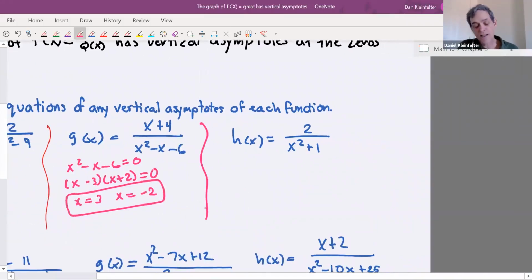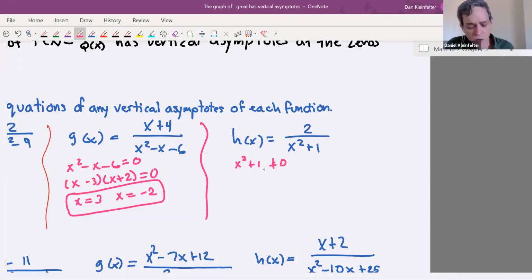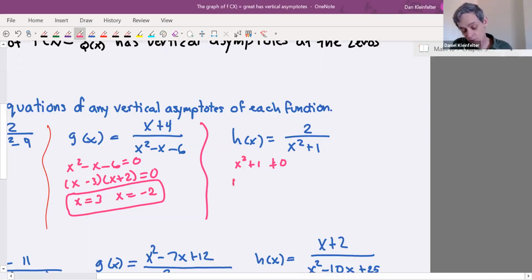Okay, for h of x here, that's 2 over x squared plus 1. Our denominator, x squared plus 1, you'll notice that that is never equal to 0, right? For finding domains, we want to know the set of x's such that the output is a real number. So for this, we won't have any complex x's, okay? So x can't be i, for example. So x squared equal to negative 1 is not going to have a real number solution. So this won't have any vertical asymptotes when we get around to drawing the graph.